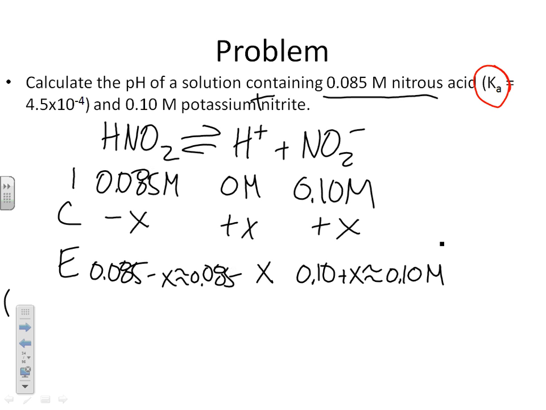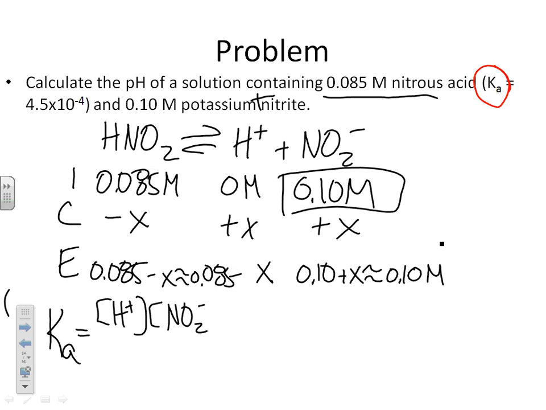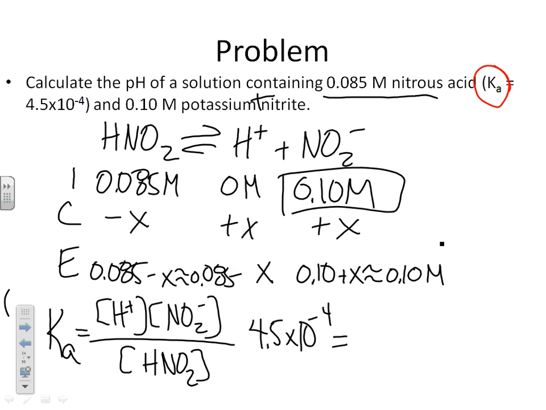So I've got my ICE chart filled in. Like I said, the big difference was knowing that we're starting not with 0 for everything, but potassium nitrite gives me 0.1 molar nitrite, which means that I'm starting with a certain amount of my product. So I'm going to write the K expression, because that's the next thing that we do. Hydrogen times nitrite divided by nitrous acid. And then plug in, so the K value, 4.5 times 10 to the minus 4th, is equal to X, now times 0.1, because I've got the initial concentration of the nitrite, divided by 0.085.